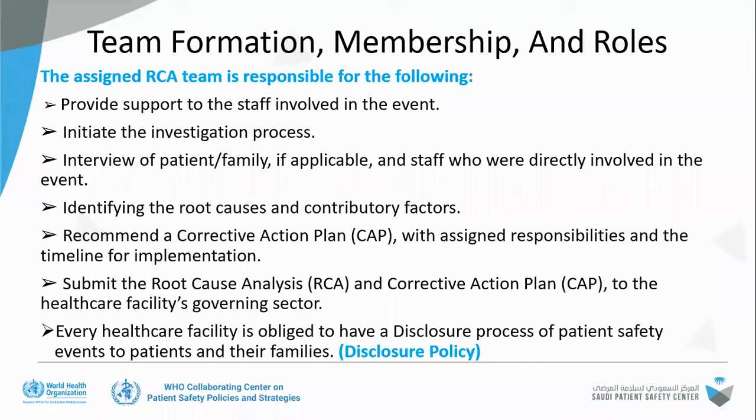The responsibility of the RCA team is to provide support to the staff involved in the event, to initiate the investigation, and to interview the staff, the patient and the family. They have to come up with the root cause analysis and contributing factors. At the end, they have to come up with the corrective action with assigned responsibility and follow the implementation of the corrective action. It's also important that the RCA team make sure to disclose the events.